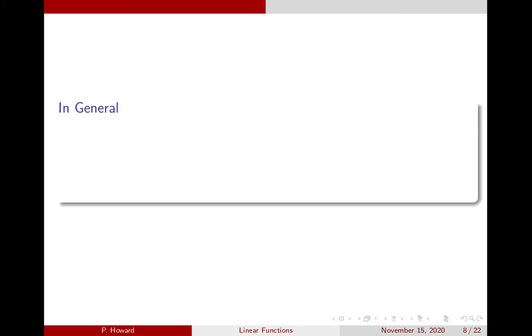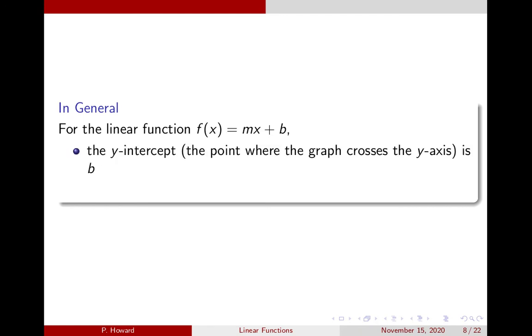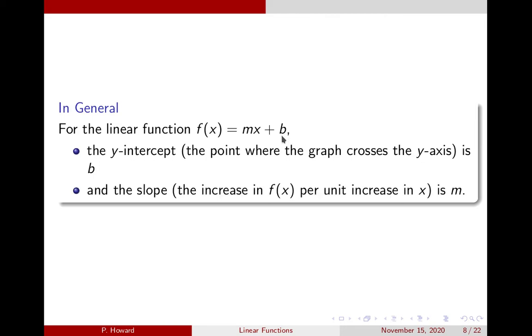In general, if you have a linear function, f of x equals mx plus b, then the y-intercept, the point where the graph crosses the y-axis, will be the number b, and the slope, which is the increase in f of x per unit increase in x, will be the number m.